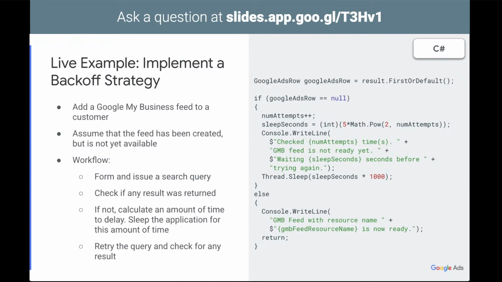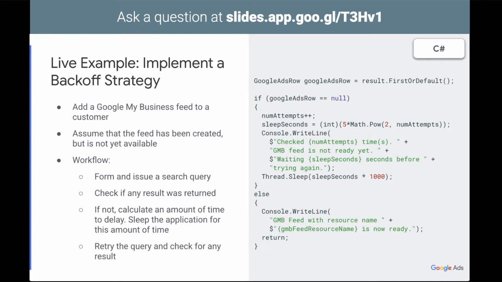For our live example, we'll put together a backoff strategy. In this case, we need something that will be retriable, so we will take a look at adding a Google My Business feed to a customer. We'll assume that it's been created but is not quite ready yet and is therefore not yet available.